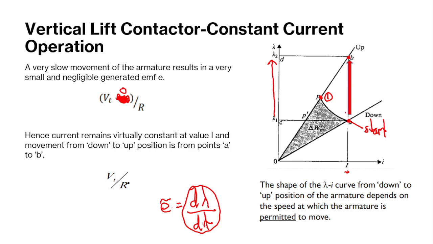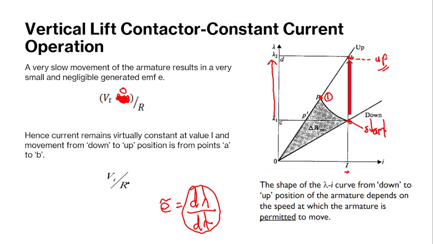In any constant current operation, the current is constant and your flux linkage will increase from the initial value up to a maximum value. That's what I mean by constant current operation. And just like before, if it's moving slowly, this B here will represent when it reaches its up position. It's moving very slow, but it's still going to go to the up position, keeping the current constant. While in the normal operation the current will decrease and the flux linkage will increase.